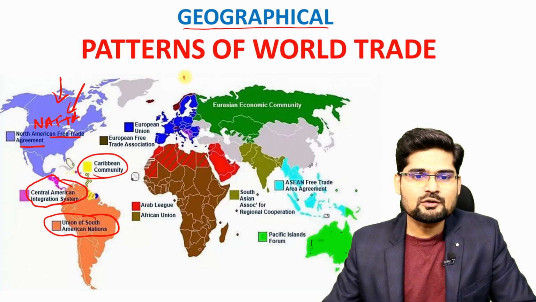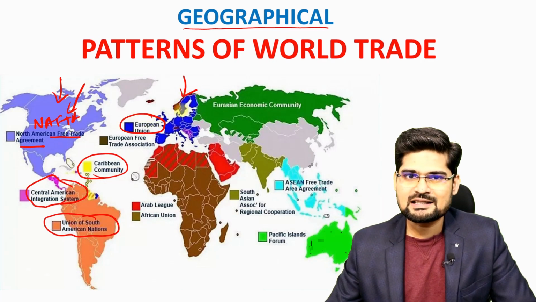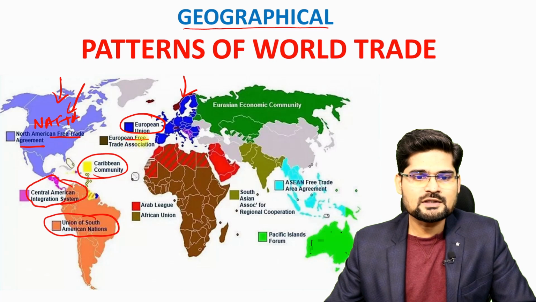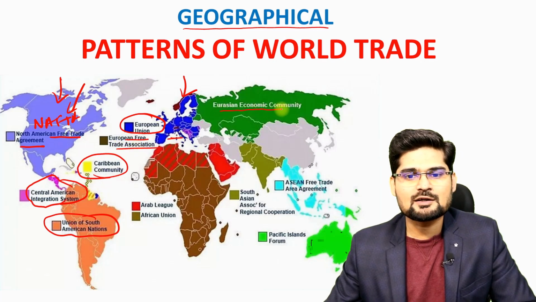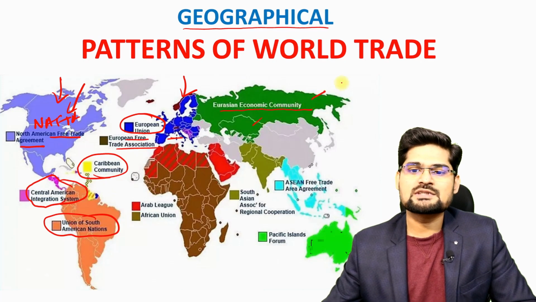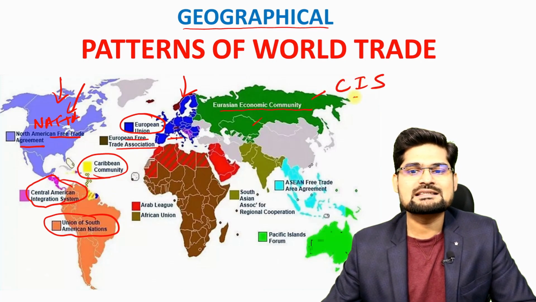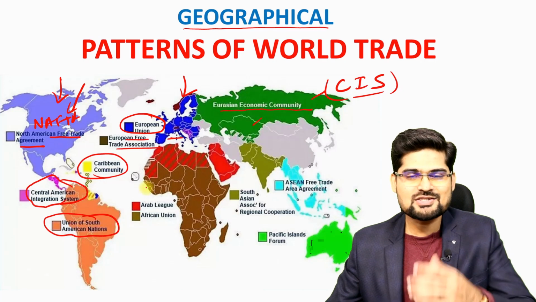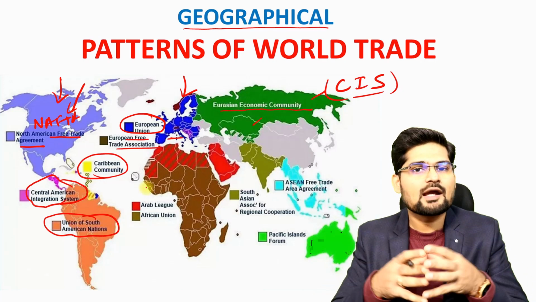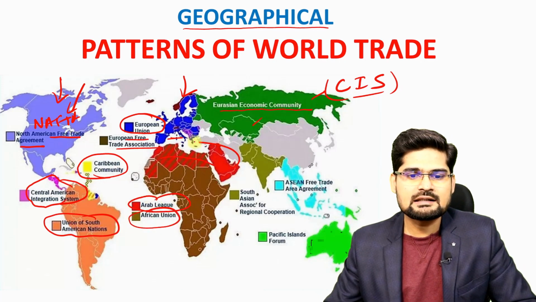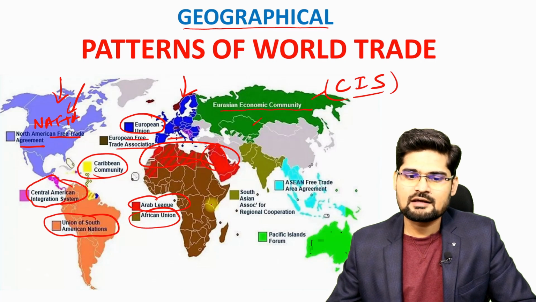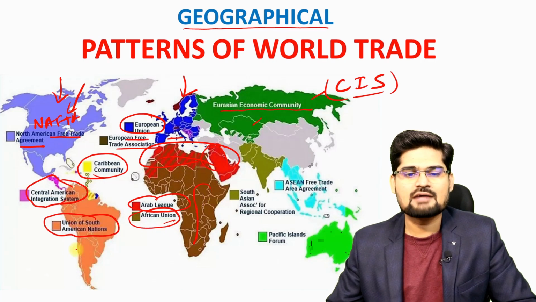Then if you look into Europe here, the European Union, remember EU in short, is the most famous one. Then the European Free Trade Association is also there. Then we have the Eurasian Economic Community, in which you must have heard of the Commonwealth of Independent States, the CIS region, right? The region that was created after the breaking up of the USSR, right? Then further if you observe here, the Arab League, which covers northern Africa and the Middle East, and then further down south, the African Union.